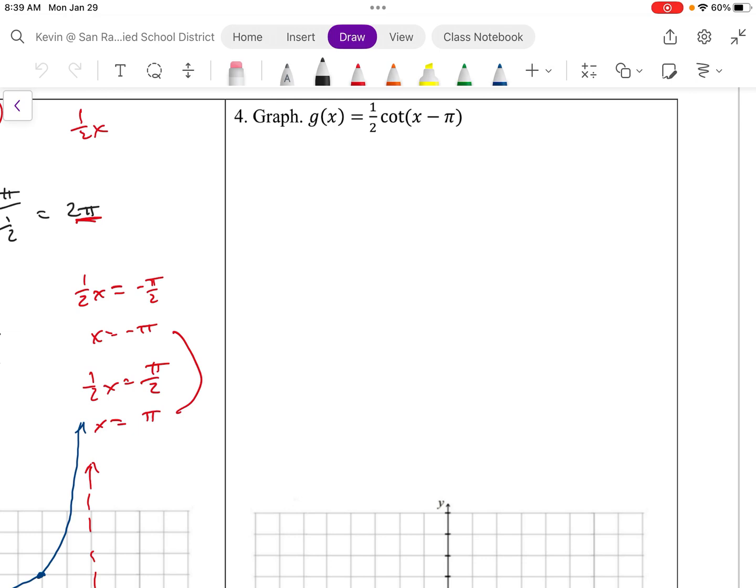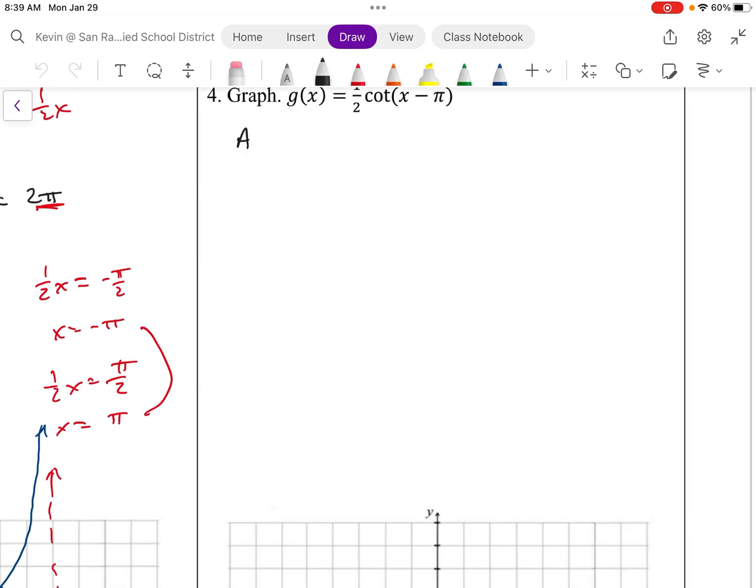All right, this is 4.6 part B, video number 3. We'll do the last 3 problems here. So we're going to graph our function, which is 1/2 cotangent of x minus pi.